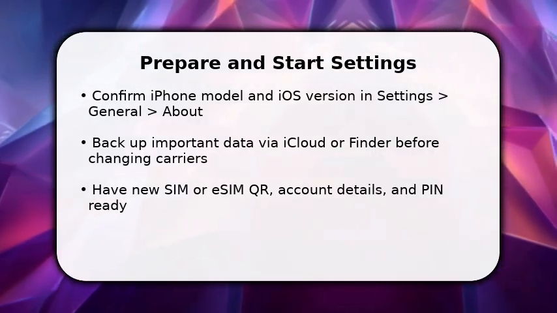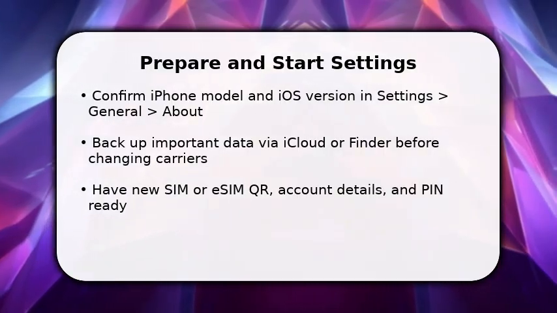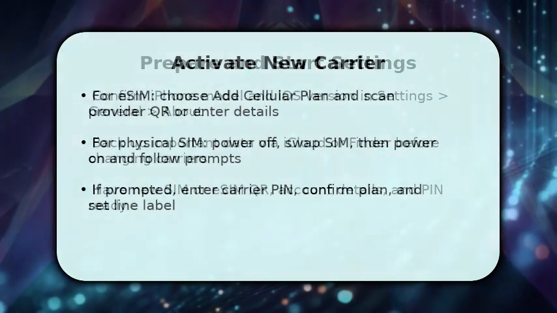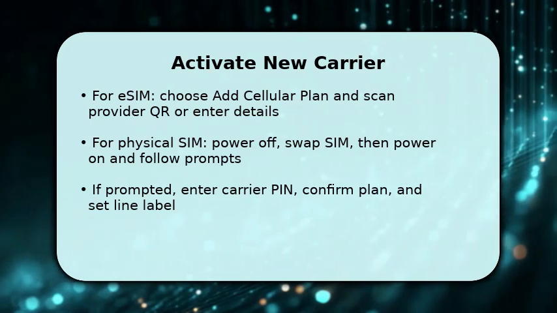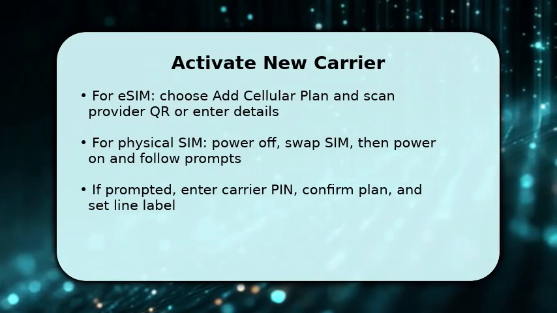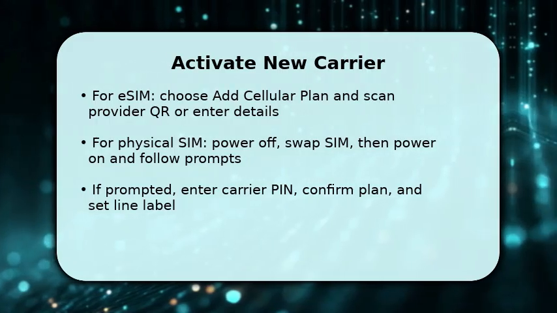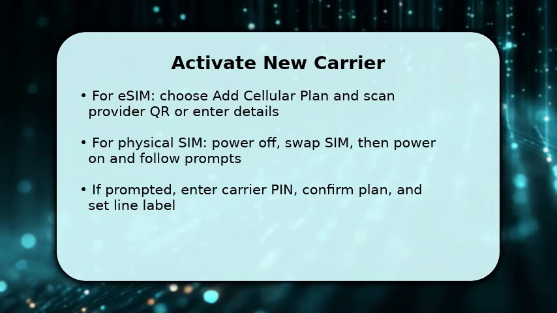Backing up first protects you if activation requires a reset. Now tap Cellular to continue to the next step. You'll now add the new plan. If using eSIM, tap Add Cellular Plan and scan the provider QR or enter the SMDP Plus and activation code manually. This allows immediate network provisioning without a card.